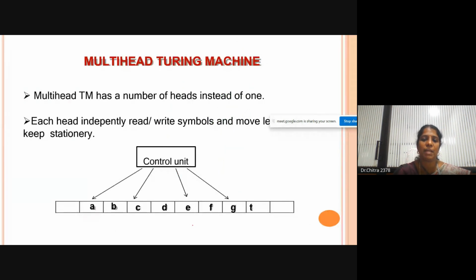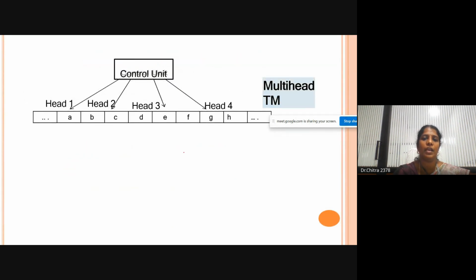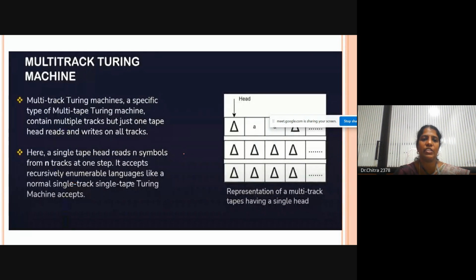And next one is the multi-head Turing machine. Here, a single tape is there, but multiple heads are there. Each head will move independently. That is the multi-head Turing machine. In ideal terms, this kind of Turing machine is not available. And next one is the multi-track Turing machine.